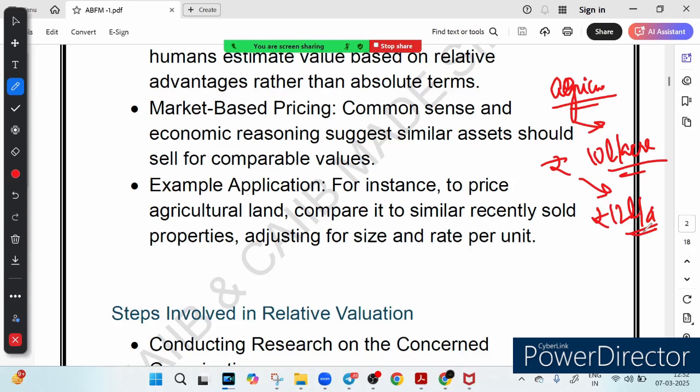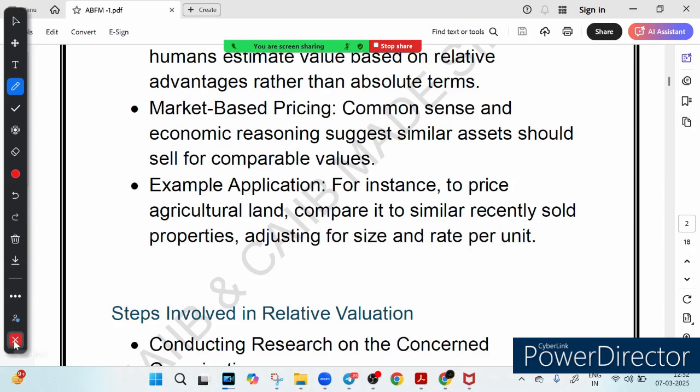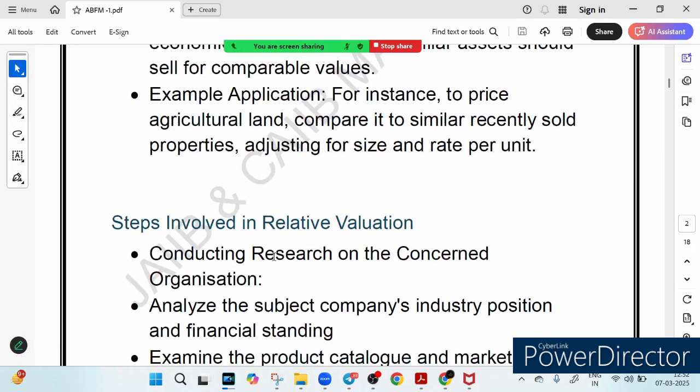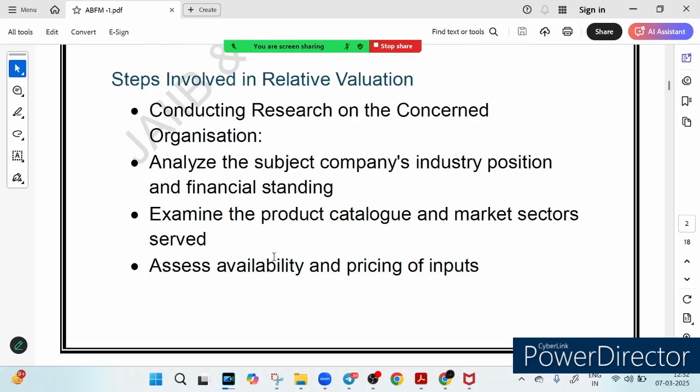Now let's talk about the steps involved in relative valuation. Imagine you are buying a second hand car. Would you just look at the price and make a decision? Of course not. You would check the brand, the condition, the mileage, the engine power, and even compare it with similar cars before deciding its worth. That is exactly what we do in relative valuation when analyzing a company's value.